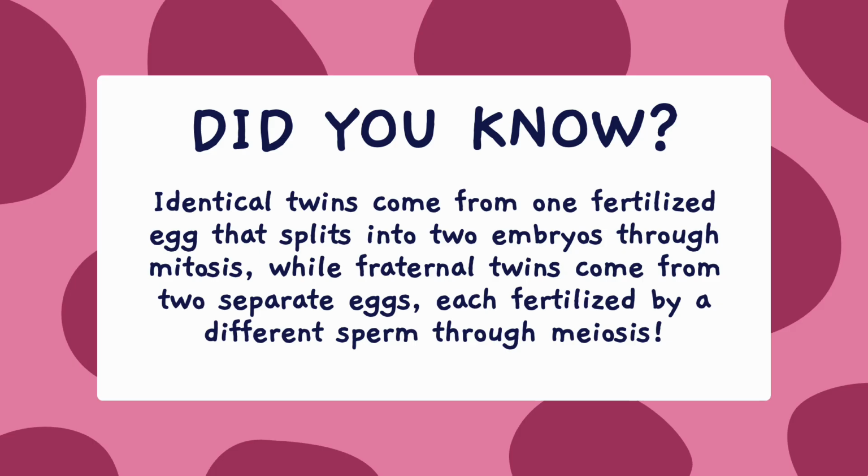So here's our trivia. Identical twins come from one fertilized egg that splits into two embryos through mitosis. On the other hand, fraternal twins come from two separate eggs, each fertilized by a different sperm through meiosis. So you see, even in our twins, identical twins and fraternal twins, mitosis and meiosis are involved, or they play a role in the birth of these twins. So let's further discuss that.